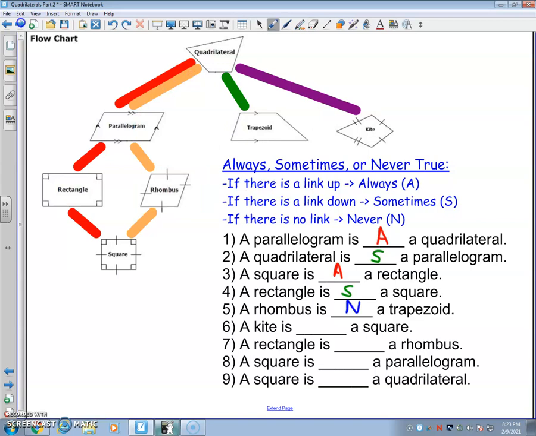A kite is blank a square. Here's a kite on this solo purple branch, path, link, whatever you call it. Here's a square. Are they on the same color-coded branches? Answer is no. So this is never.